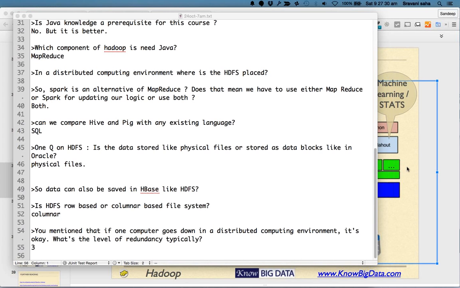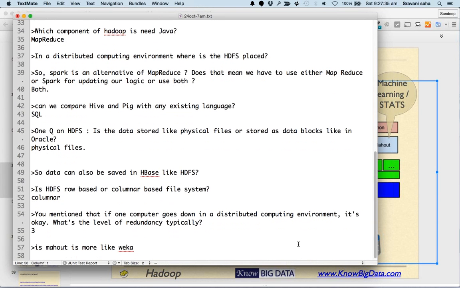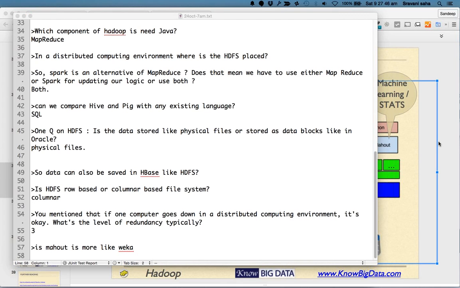Saroja's question is, is Mahout more like Becca? Yes, kind of. Becca is in a similar bucket.